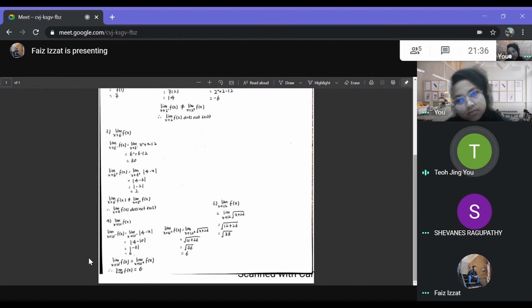So since the limit of f(x) when x approaches 10 from the left hand side is equal to the limit of f(x) when x approaches 10 from the right hand side, we can conclude that the limit of f(x) when x approaches 10 exists and equals 6. That's all for the third function. The rest I will pass to Shevanes to explain.